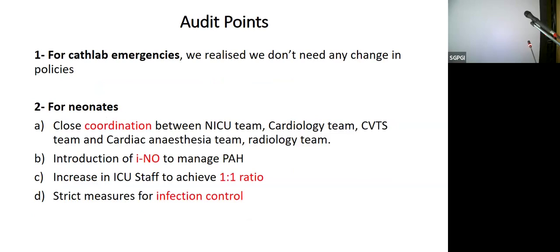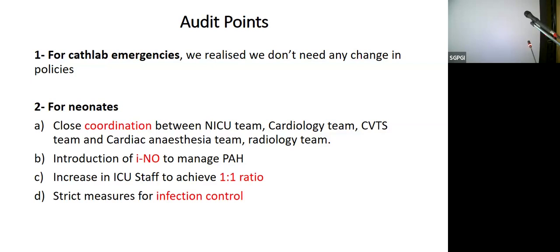Now I will come to the final message, that is, the audit points. What we concluded with this audit. Why we did this audit, already explained. Now what came out of this audit? We realized that for our cath lab emergencies, our policies are good. They are holding good. We are giving 100% result. So we should go with these policies. Then for neonates, we have to optimize our coordination with the rest of the teams, NICU, cardiology, radiology, and CCM, so that the outcome will improve.